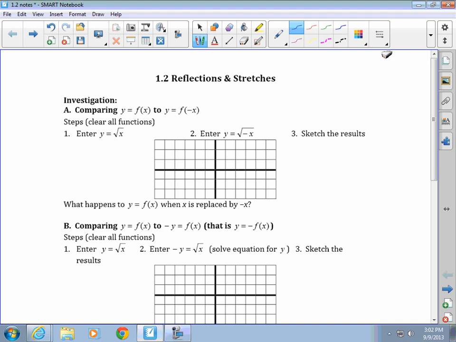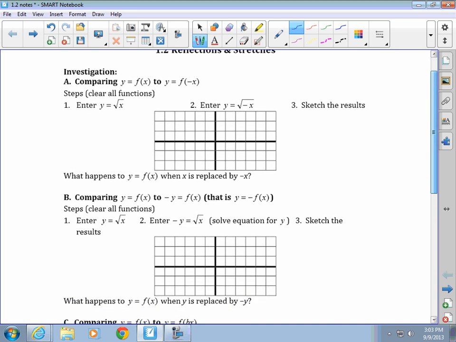Okay, so the material we were working on last day, we did the translations: up, down, left, right. So what we're looking at today is the reflections and stretches. Basically, when you take your graph and you add something to it and make it go wider or narrower, they call those reflections and compressions or stretches.